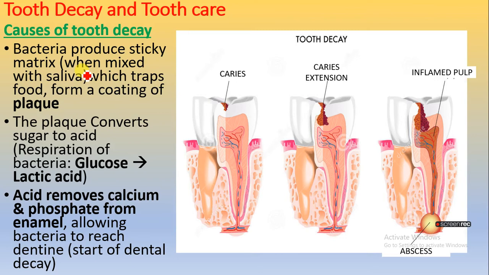The saliva matrix with bacteria traps food, which will form a coating of plaque in the mouth. Now, the plaque helps to convert sugar to acid. So the plaque will now react with the leftover food to produce an acid through a process called anaerobic respiration. Now, the acid will convert or remove the calcium that the teeth are made up of, thereby dissolving the dentine and enamel, which are the two major parts of the teeth that give it a strong and firm nature.